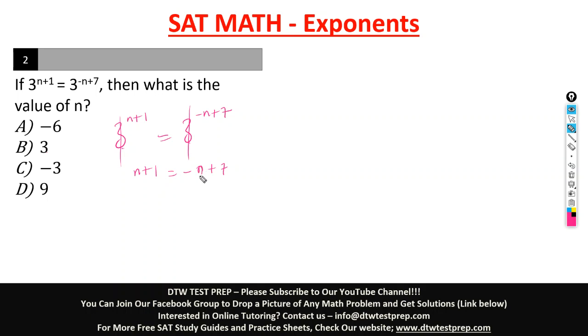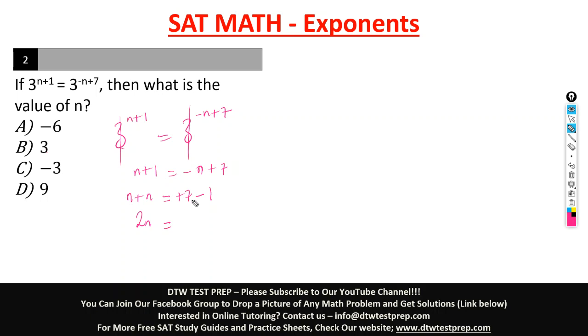Okay, so we have to collect like terms. We take n here, we bring the numbers here. Taking negative n to this side, remember what happens? It turns to a positive. So we have n plus n equal to, this is a positive 7 here. Taking this positive 1 here becomes a negative 1. So here we have n plus n, which gives us 2n.